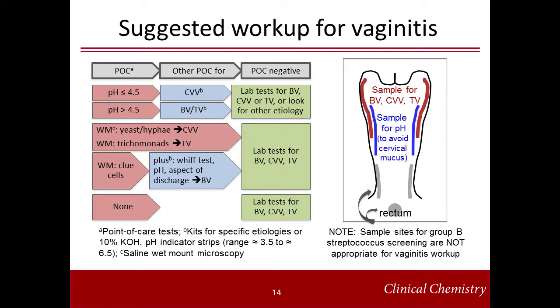A pH over 4.5 suggests bacterial vaginosis or Trichomonas vaginitis and warrants further testing. It should be noted that a high pH is also seen in the rare desquamative inflammatory vaginitis. When a wet mount microscopy is available, along with a whiff test and a pH indicator strip, the healthcare provider should be able to diagnose 30 to 40% of women who have vaginitis complaints.